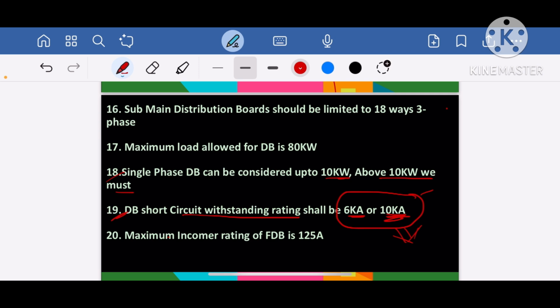I already made a video on the prospective short circuit fault current calculation for each level: at the transformer level, at the MDB level, at the SMDB level, at the final distribution level, and at the load level. So go and watch this video, you will understand this topic very well. The maximum incomer for the FDB is 125 ampere. What I said? The maximum incomer rating should be 125 ampere.